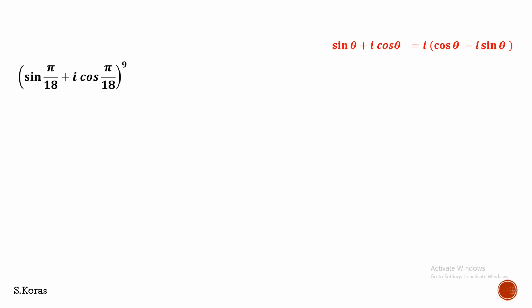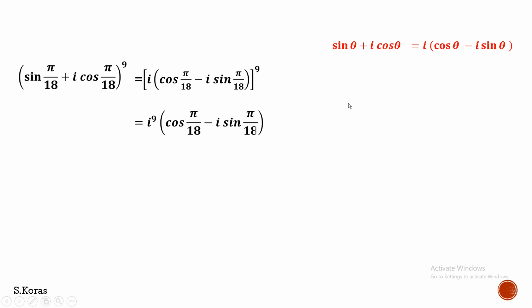Here theta is equal to pi by 18. So if we apply this formula, our answer will be like this. That is i into cos of, instead of theta we write pi by 18, minus i into sine of pi by 18. Instead of sin pi by 18 plus i into cos pi by 18, we can write this term as i into cos of pi by 18 minus i sine of pi by 18. For this we have the whole power 9. This power is common to this i and also to this bracket. So it will become i to the power 9 into cos pi by 18 minus i sine pi by 18 whole power 9.